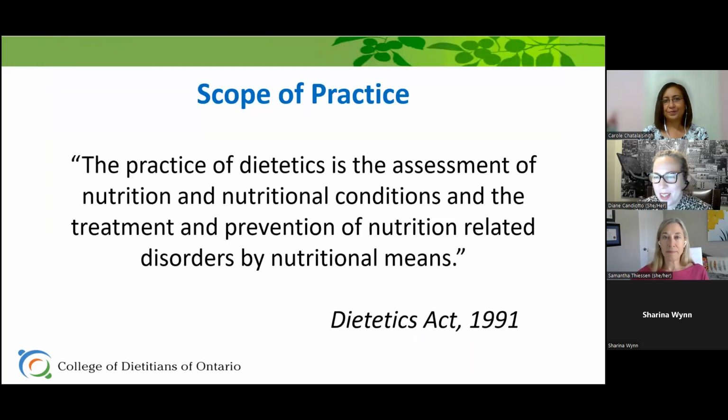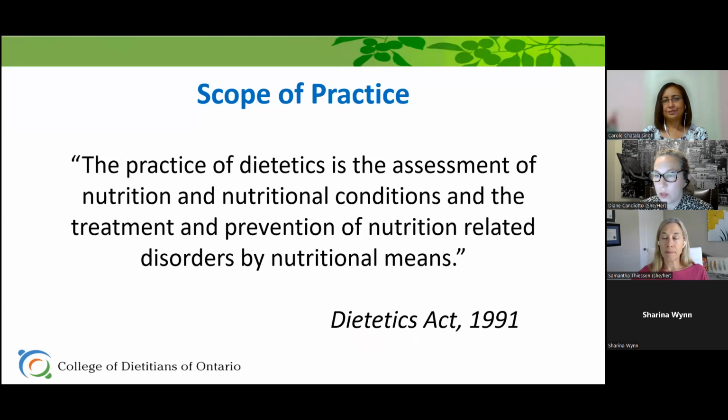Thanks, Carol. So we need to discuss the dietetic scope of practice, and this is our scope of practice statement, which is in our profession-specific legislation, the Dietetics Act. The scope of practice is defined as the assessment of nutrition and nutritional conditions and the treatment and prevention of nutrition-related disorders by nutritional means.